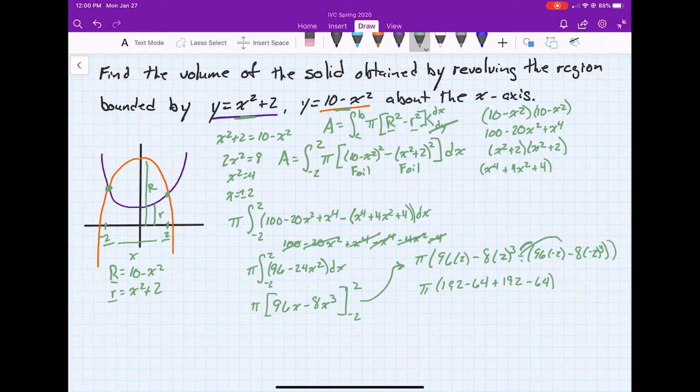Anyway, so let's combine these two 192s to 384 and the two 64s to be minus 128. Pi out front. There we go. And now if we simplify this a little bit further, we will find that we have 256 pi. 256 is what I get. Yep. All right, there you go. That's the washer method.